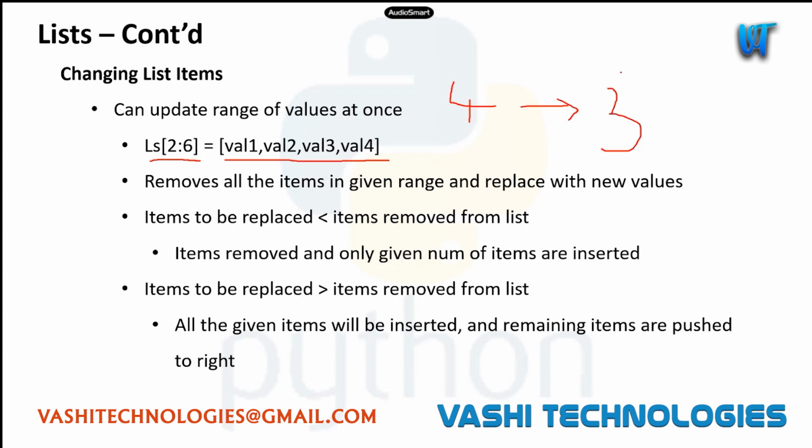The same happens with items to be replaced. If we are replacing four indexes and we have given 5 or 6 values, more than that, what happens in that case? It will increase the length of the list. It will replace all these four with the first four, and whatever extra we have will also be inserted into the list. Okay. Let's see practically.